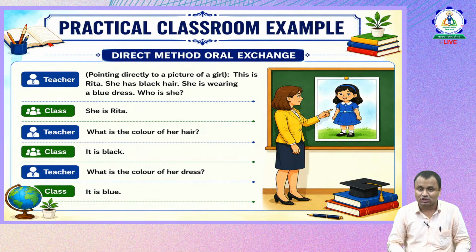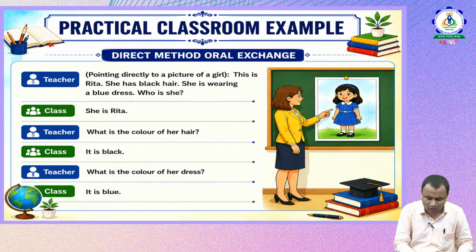Pointing directly to a picture of a girl, the teacher says, "This is Rita. She has black hair. She is wearing a blue dress." And then the teacher asks the questions, "Who is she?" The class or the student would reply, "She is Rita."